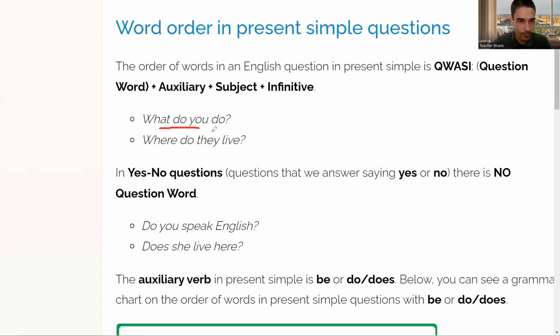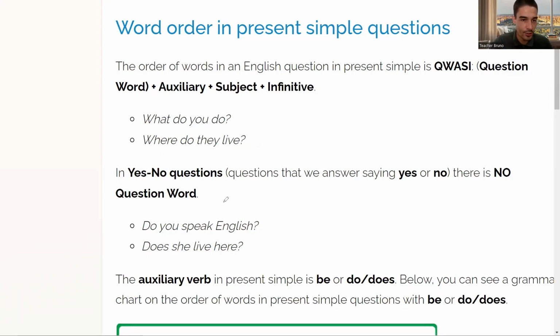Questions that require an explanation. What do you do? I'm a doctor. I'm an engineer, a teacher, a student. Where do they live? They live in Brazil. They live in the United States. Explanation questions.